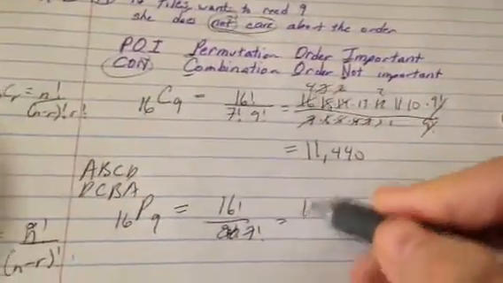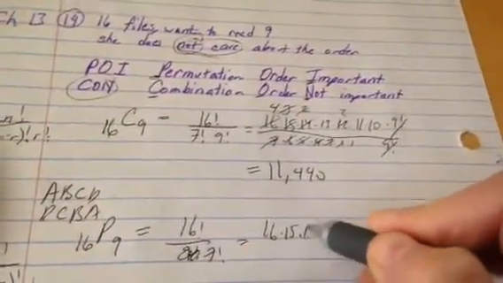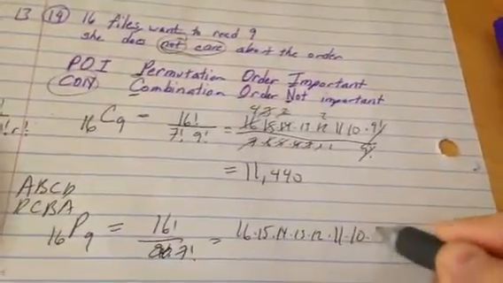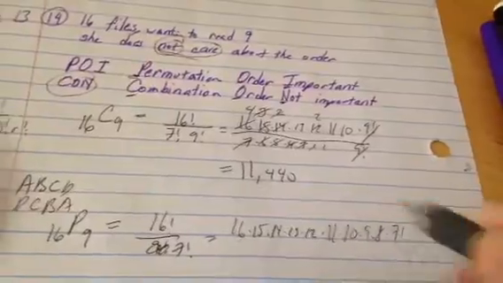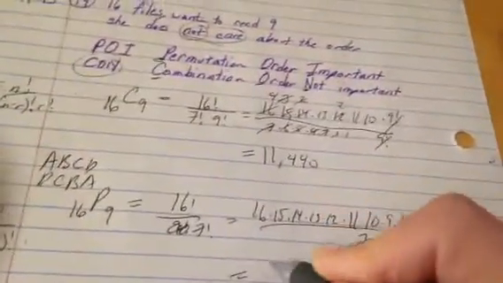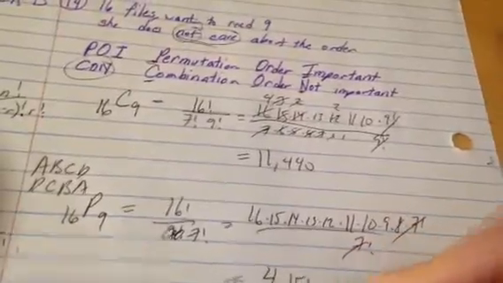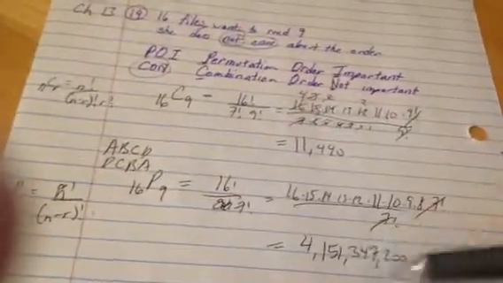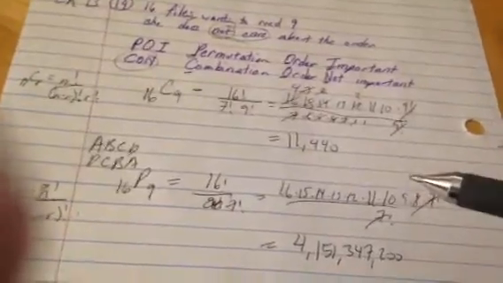And if you were to do this, 16 times 15 times 14 times 13 times 12 times 11 times 10 times 9 times 8, and the 7 factorial will cancel with the 7 factorial on the bottom, you will get a whopping 4,151,347,200 ways to choose these files. So a lot more arrangements if you care about the order.